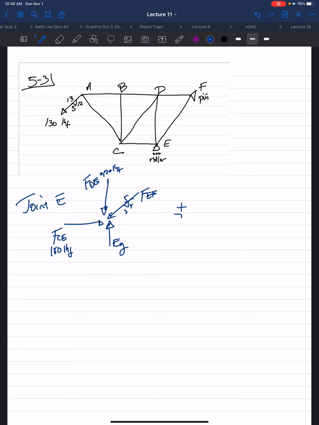So if I take the sum of the forces in the x direction equals 0, I have my 180-pound force, FCE, minus the FEF times the 3/5 slope triangle ratio. Solving for FEF, you get 300-pound force, and this is in compression. And that was the last member. So we solved all of the member forces of this truss diagram.